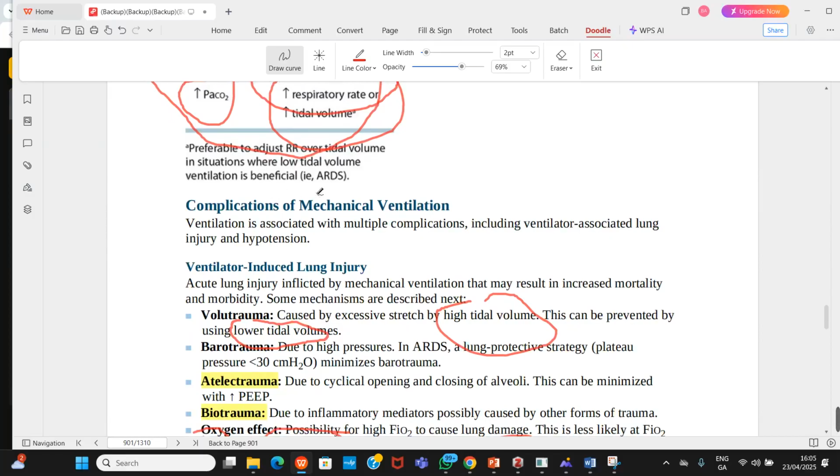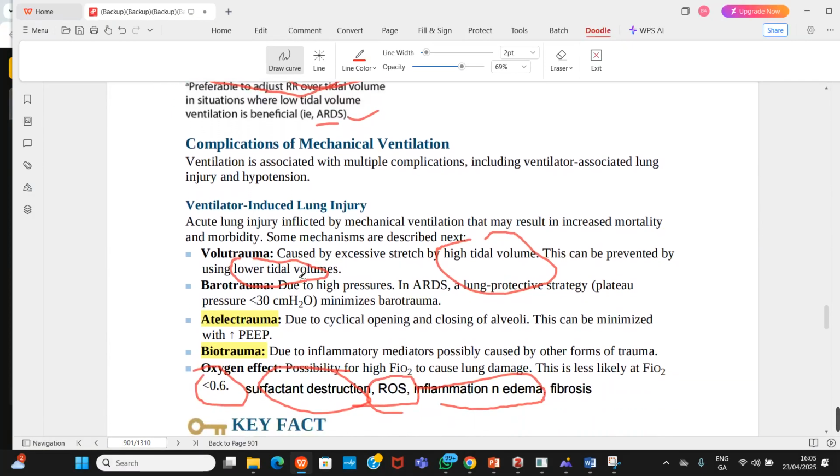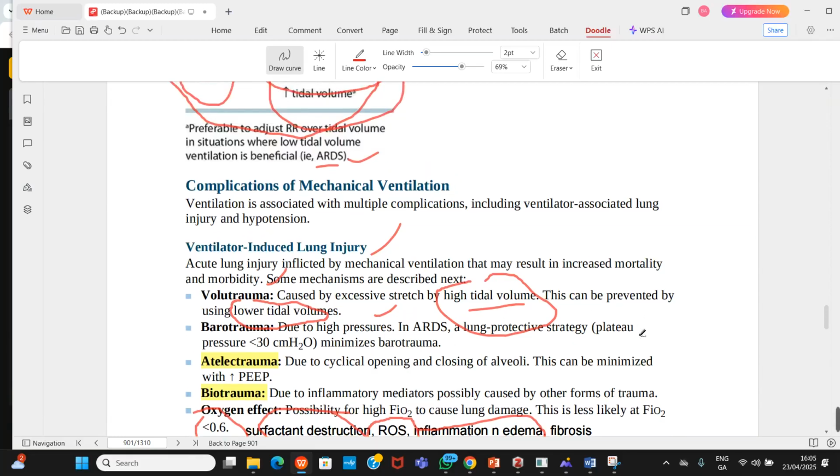But if you are to choose between increasing respiratory rate or increasing tidal volume, which one are we going to choose? Anybody? Increase respiratory rate. Because if you go and increase tidal volume, you can end up busting the alveoli. So preferably adjust respiratory rate over tidal volume in situations where low tidal volume ventilation is beneficial, like in ARDS. Very, very important stuff.